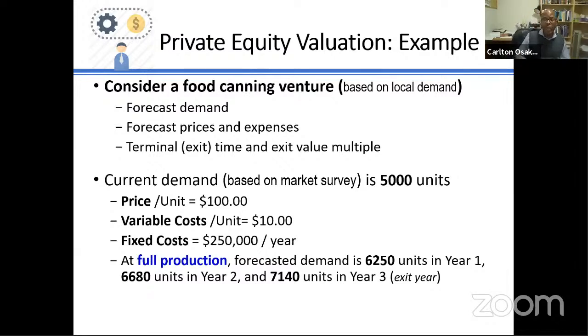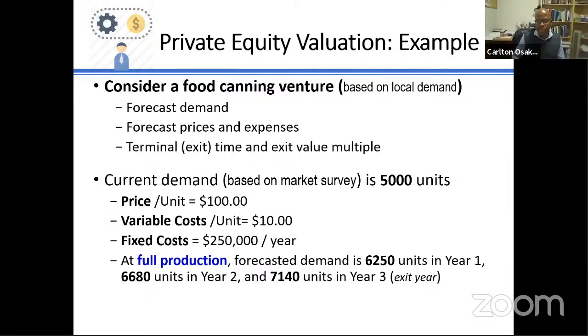So in this example, we have a food canning venture, and based on the current local demand, the new venture is going to forecast what the demand will be in the future, a year from now, 2 years from now, and so on, based on what a market survey has seen demand to be now. They also will forecast what the prices can be and what the expenses will be, and then they'll assume a terminal exit time and then forecast what the exit multiple will be.